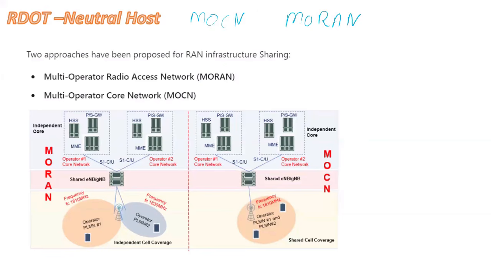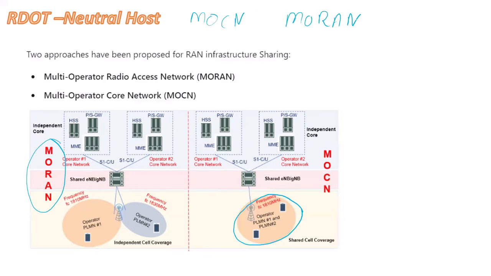So in both of these sharing techniques, the same RAN is shared by two core networks, from network operator 1 and network operator 2. In MORAN, which is multi-operator radio access network, each network operator has its own frequency, while in MOCN, which is multi-operator core network, radio frequencies are shared between network 1 and network 2.